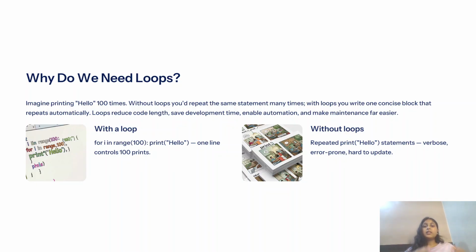Games. In games, characters keep moving. Enemies keep checking your position. Scores keep updating. Everything happens inside a loop. Everything happens because of a loop. So now we clearly understand why loops are required.